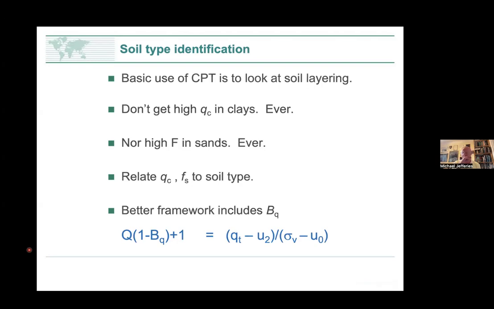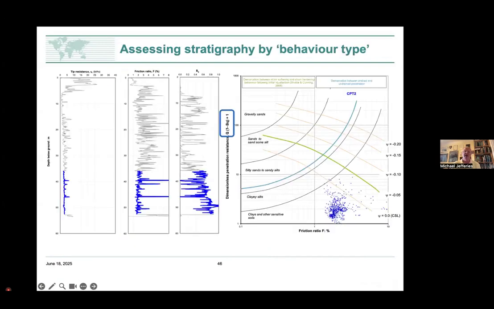A better framework, by the way, is we actually add in Bq. So we're going to use this Qt1 (1 minus Bq) plus 1. And if you multiply it out, it just means we're using the water pressure measured by the cone in the formula. And what you get is a chart like this. This Qt1 (1 minus Bq) plus 1 becomes our vertical axis. Our friction ratio Fr becomes our horizontal axis.